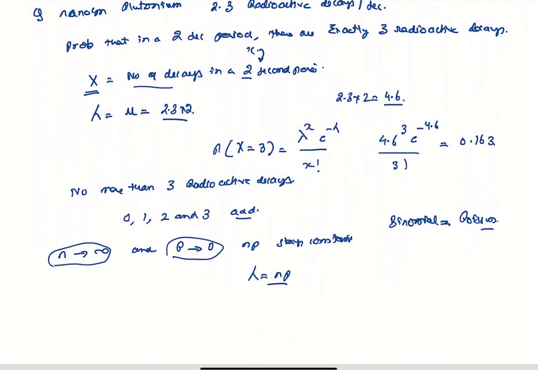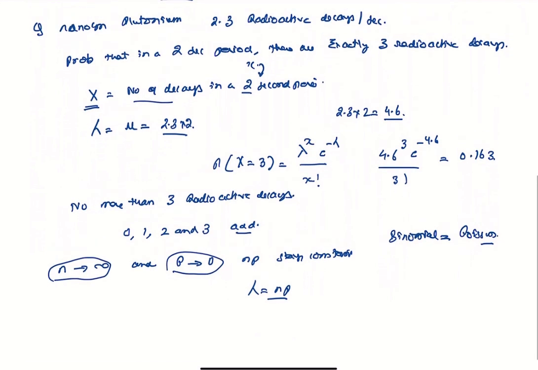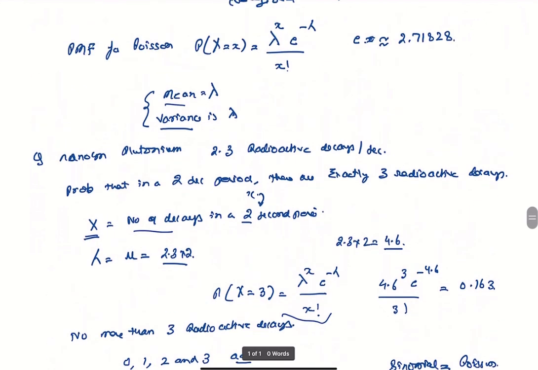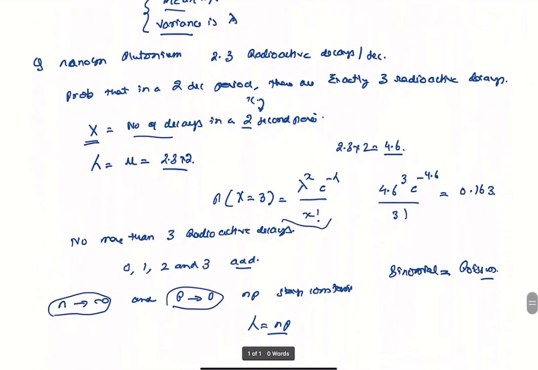Sometimes it's very difficult to determine probabilities for the Poisson random variable because the formula is complex, while for the binomial distribution it is much easier. So this information is very helpful in calculating some of the random variable PMFs.